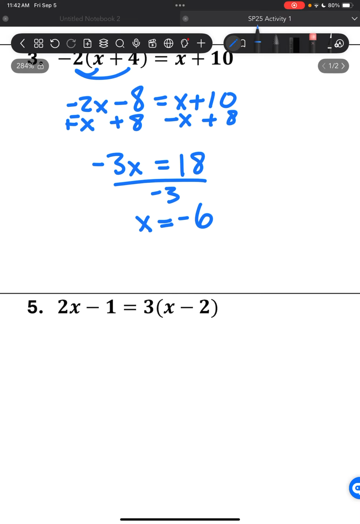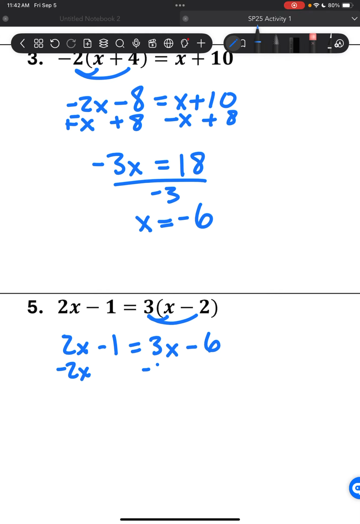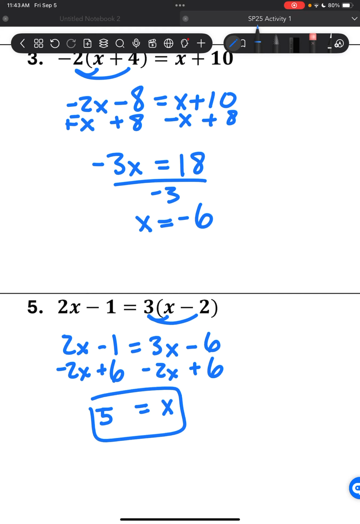Alright, number 5. Now this side is staying the same, so we're just going to drop it down. Then 3 times x and 3 times negative 2. So that's giving us 3x minus 6. Let's get rid of this 2x. Right, by doing that, we have an x isolated over here. Let's get rid of that negative 6 by adding 6. That gets us a 5. And right there we have our answer. x equals 5.